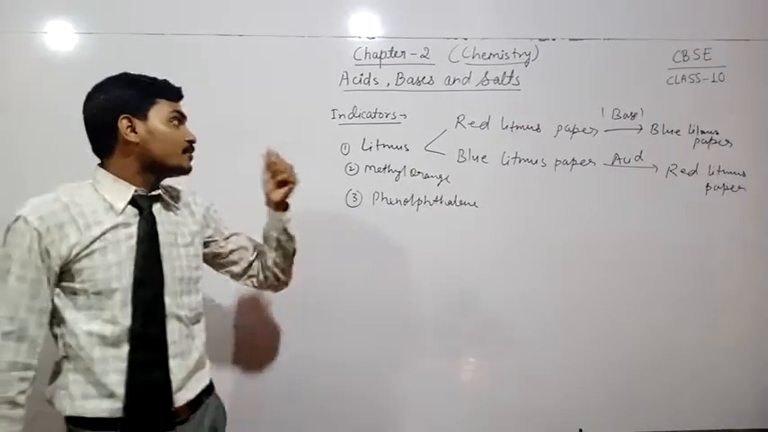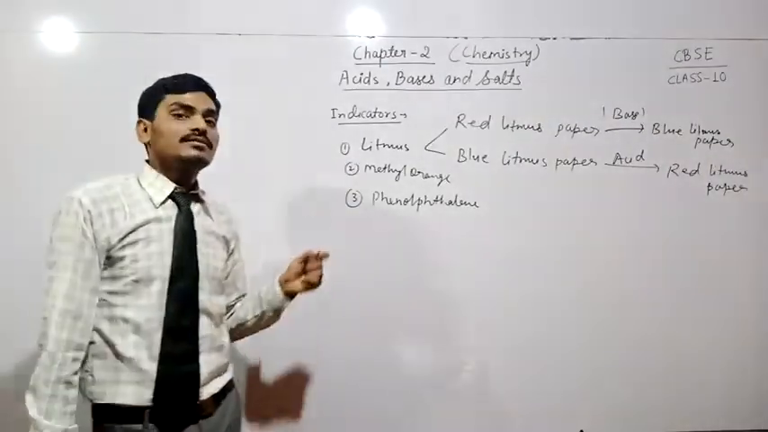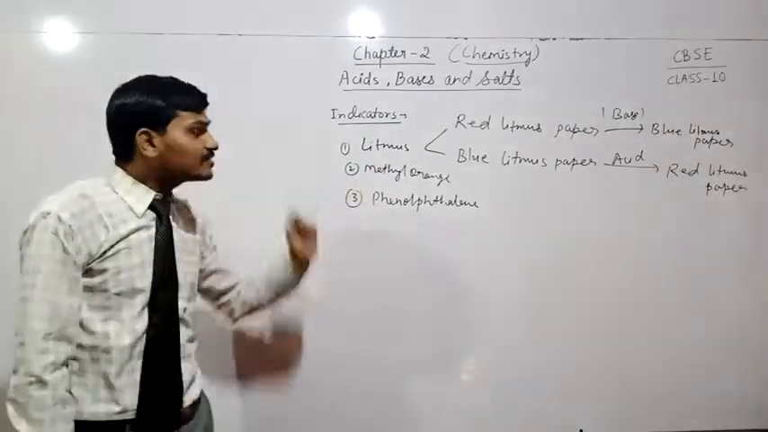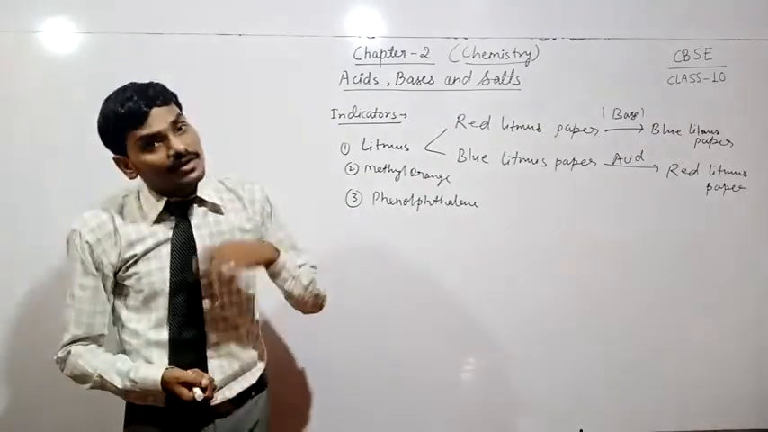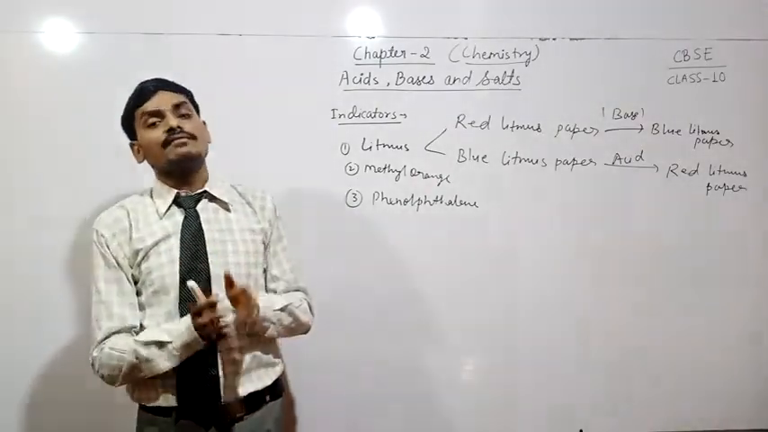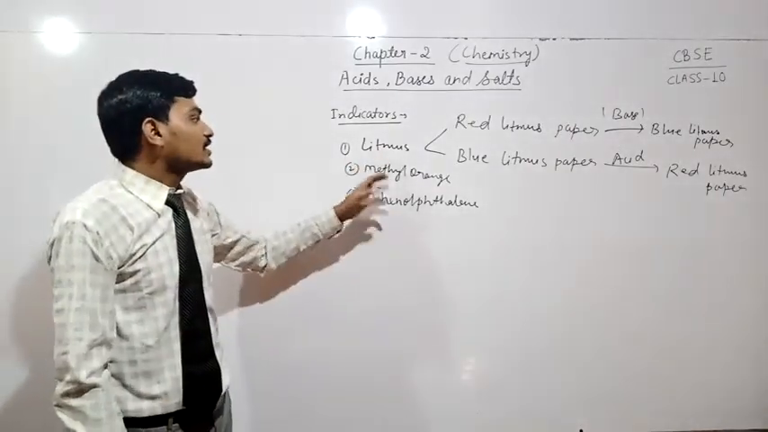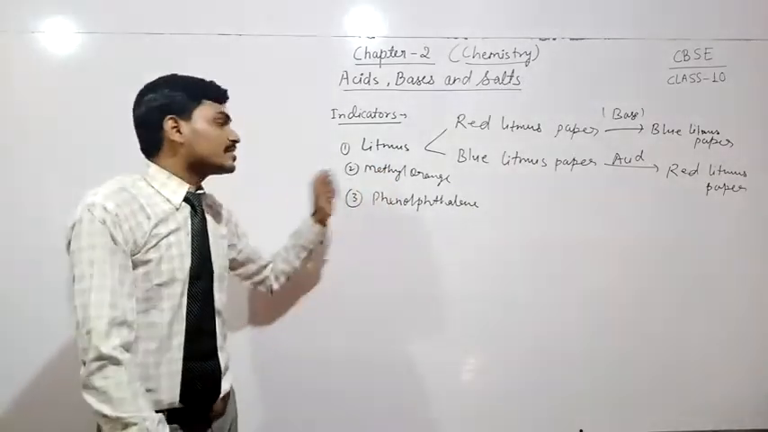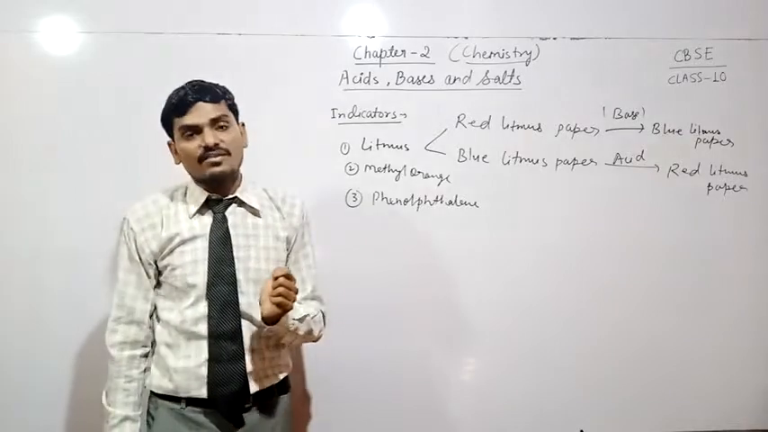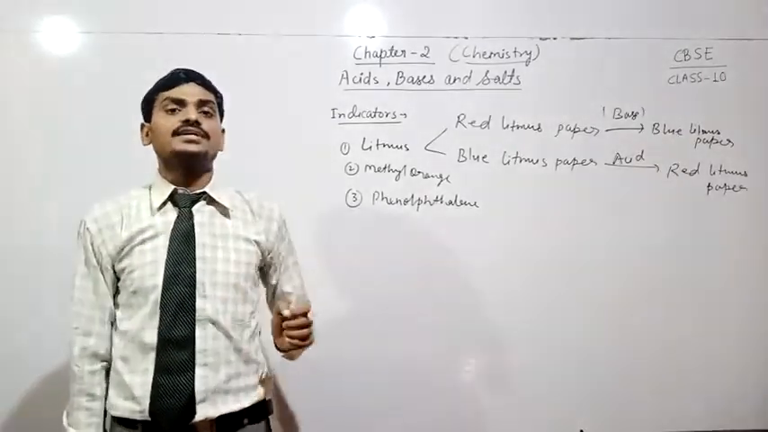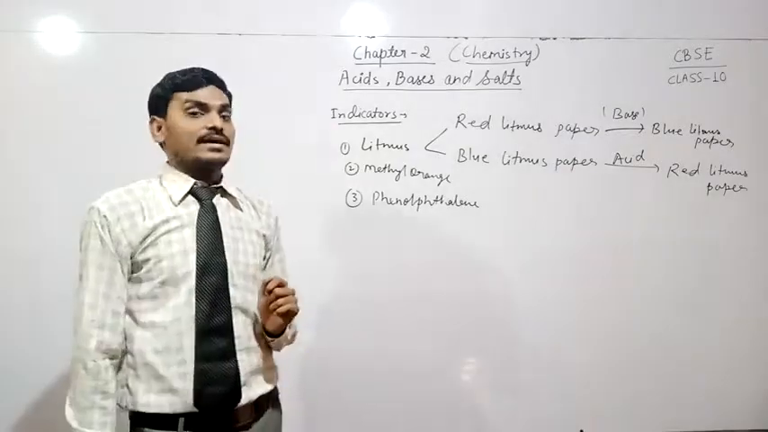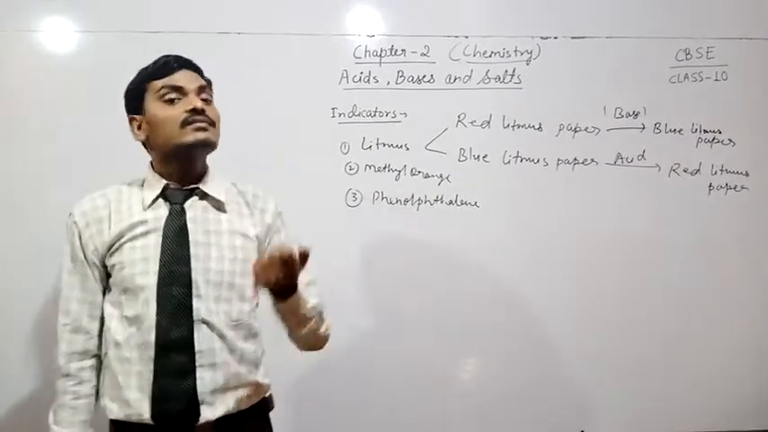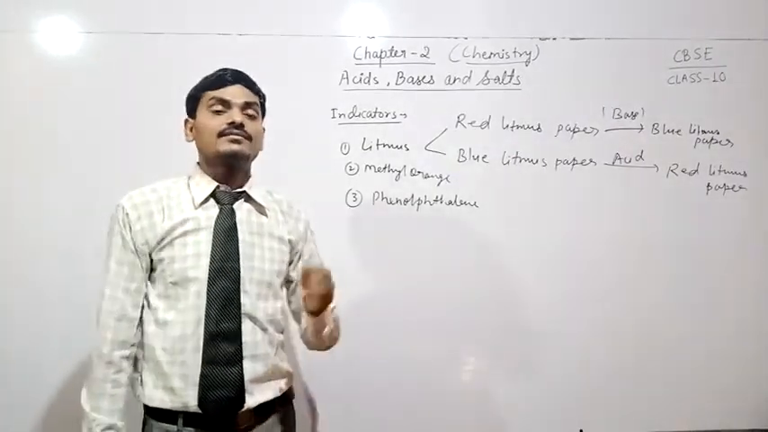So there are three types of indicators present in our chemical laboratory: litmus, methyl orange and phenolphthalein. These are all artificial, chemical indicators. Besides this, there are many natural indicators also present in our daily life. For example, turmeric. Turmeric is a natural indicator.